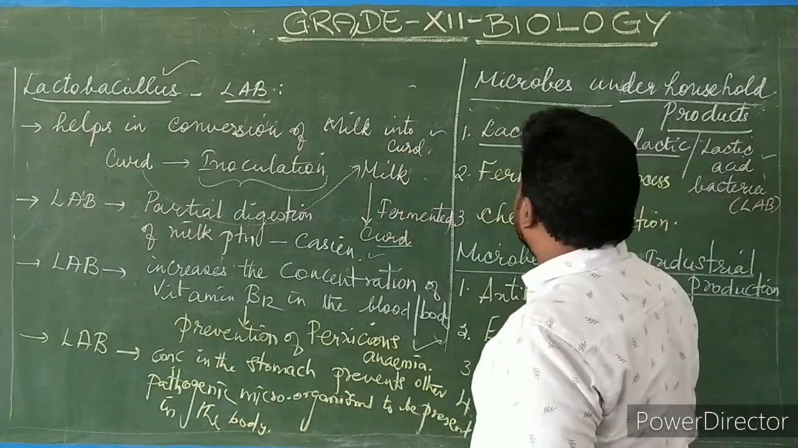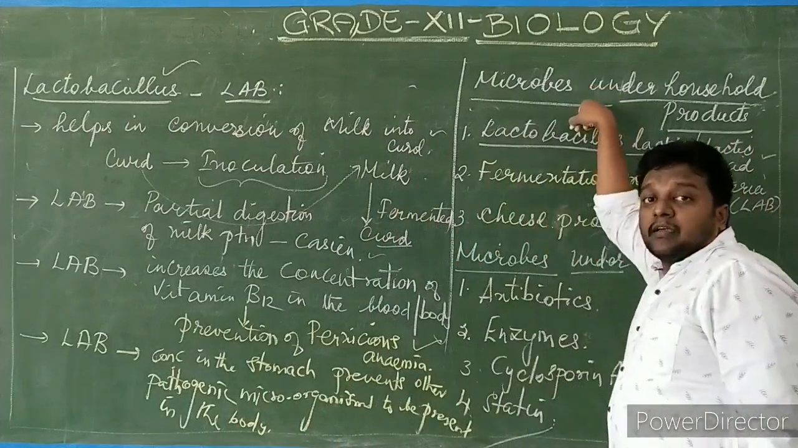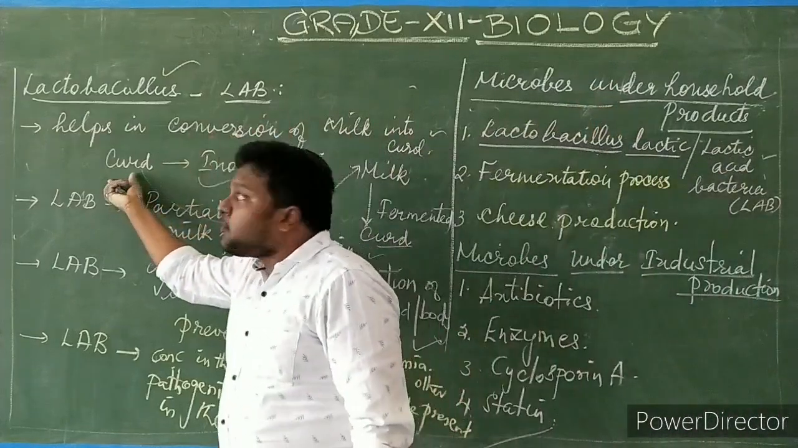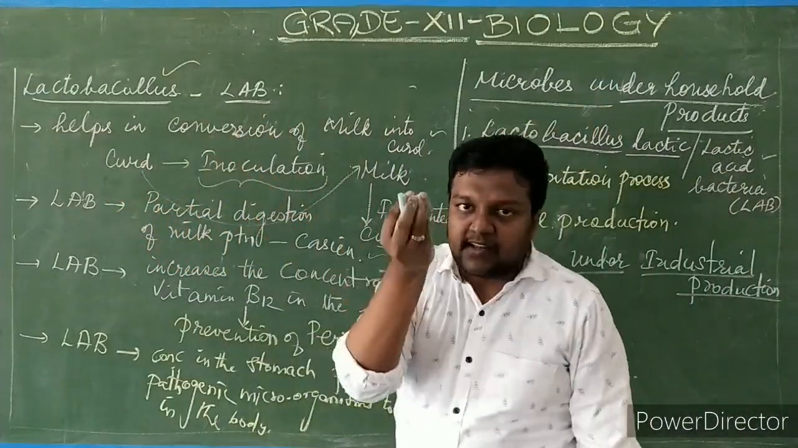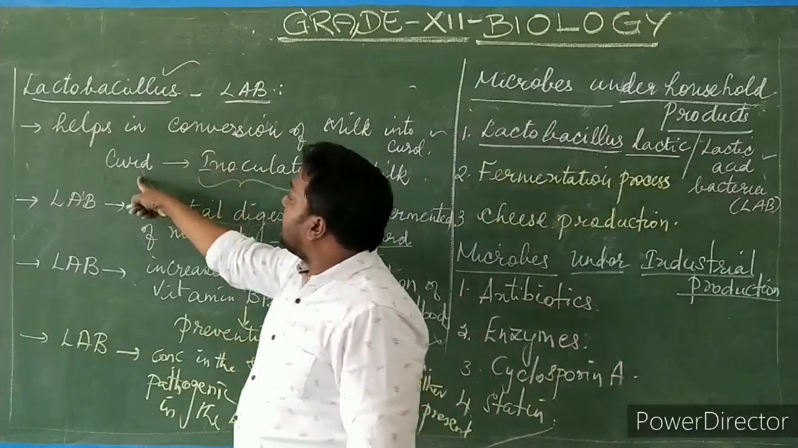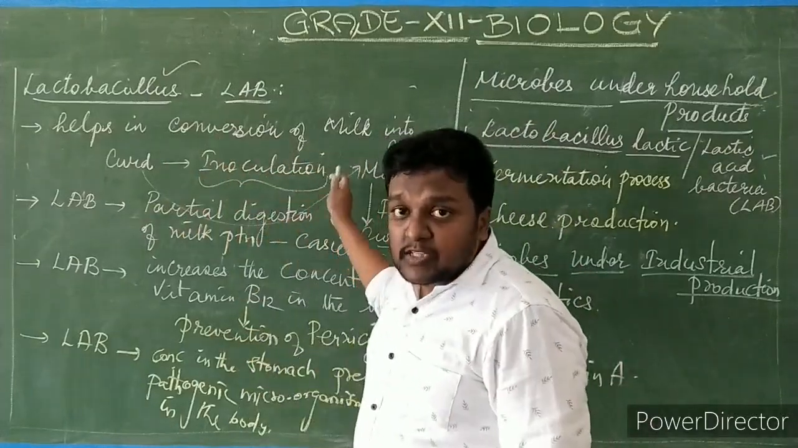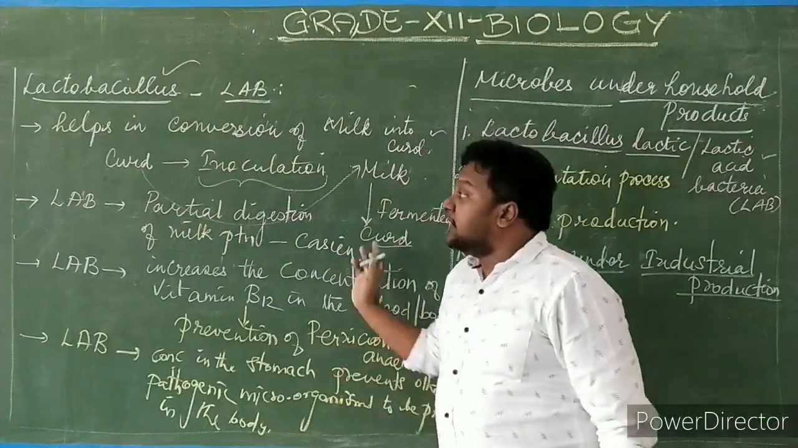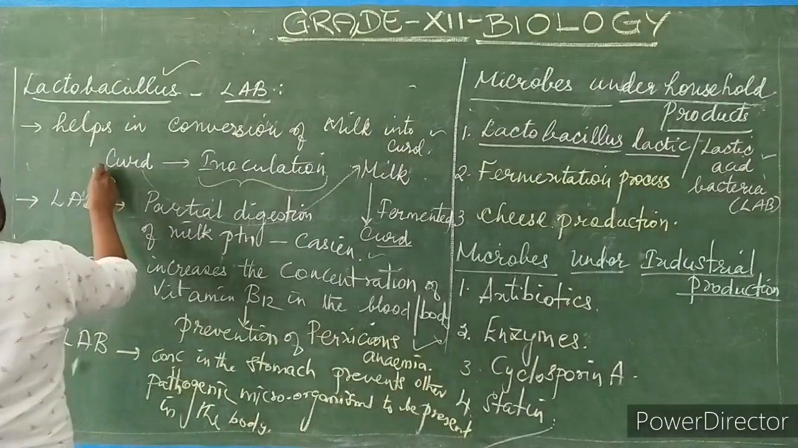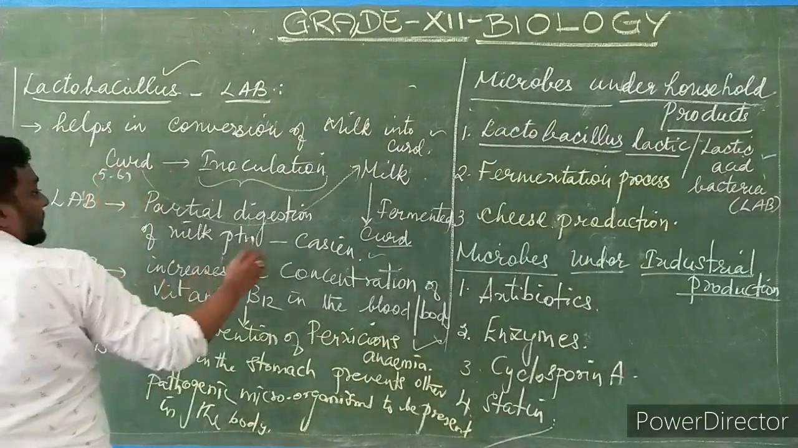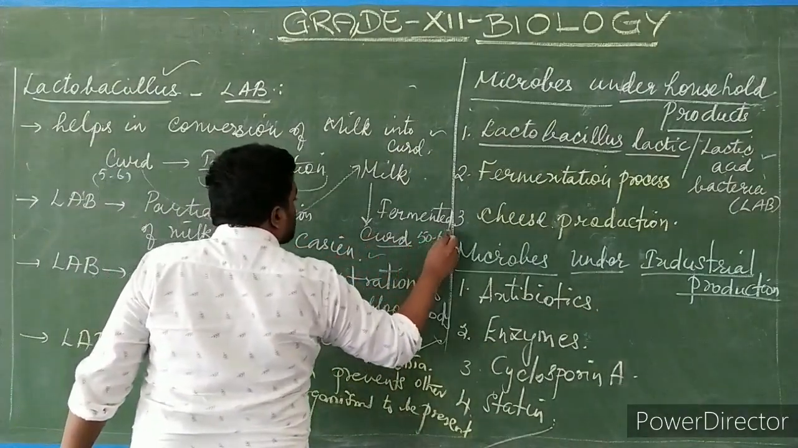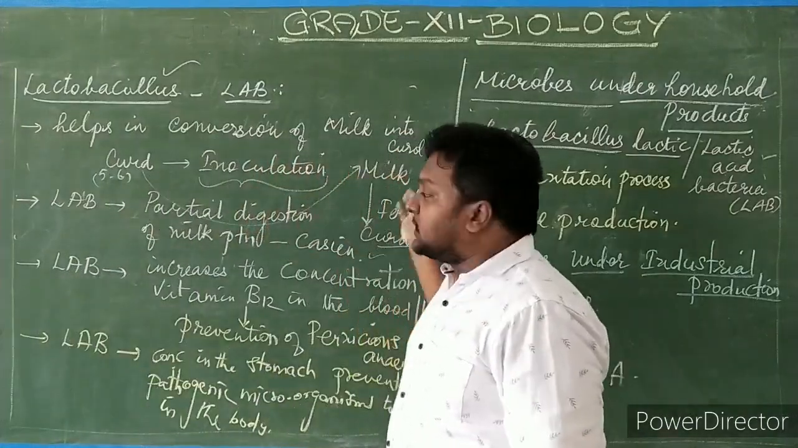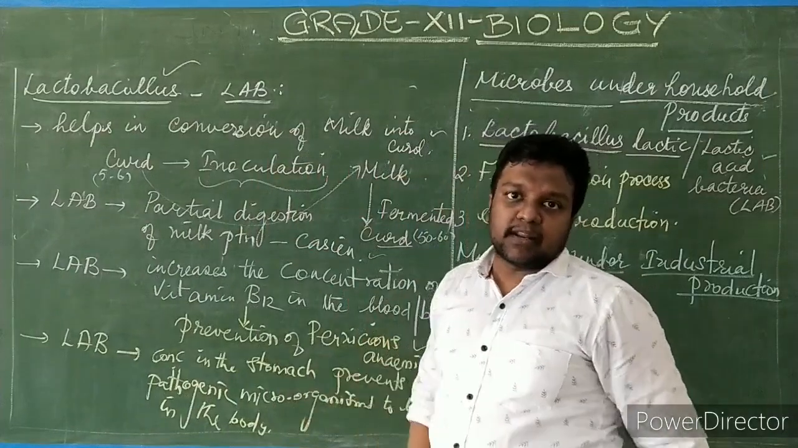So this Lactobacillus lactis can be produced in the house itself. When you get a small amount of curd, that can be inoculated into milk. Then the milk will undergo fermentation, giving rise to the formation of curd. Here only 5 to 6 organisms are inoculated, and you will get 50 to 60 organisms formed. So this is proliferation, multiplication. This can be done at room temperature.